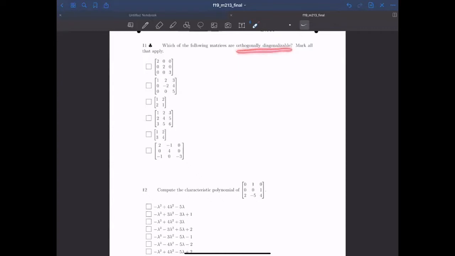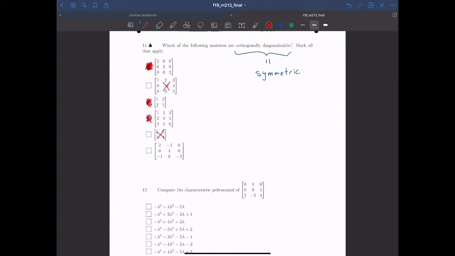Easier. Why is it easier, Hunter? I think they just need to be symmetric. Yeah, because remember, orthogonally diagonalizable really just means symmetric. Every symmetric matrix is orthogonally diagonalizable and vice versa. So we don't even have to look for eigenvalues and eigenvectors here. We just have to determine which matrices are symmetric. Looking through it, the first one definitely is symmetric. The second one is not. The third one is symmetric. The fourth one is symmetric as well. The fifth one is not, and the sixth one is not symmetric either.